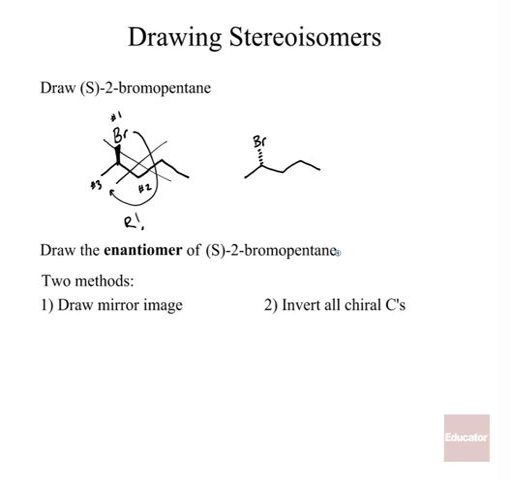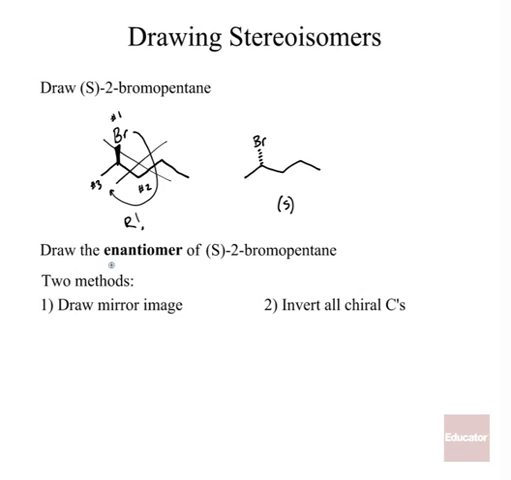And you could confirm this if you want, but this, in fact, would be the S configuration. A lot of times it's a lot faster to pick one of the stereoisomers and then confirm it rather than try and guess in your mind what's going to be the appropriate one. So that would be S-2-bromopentane.